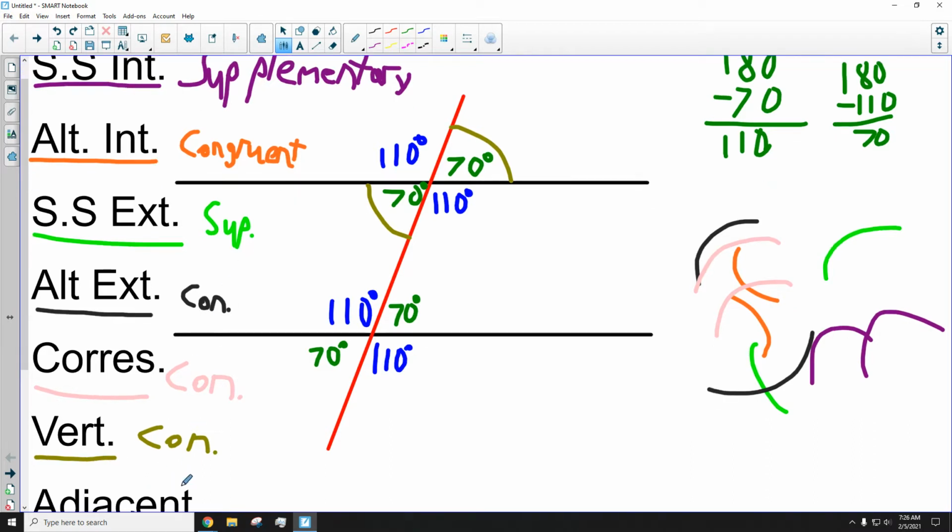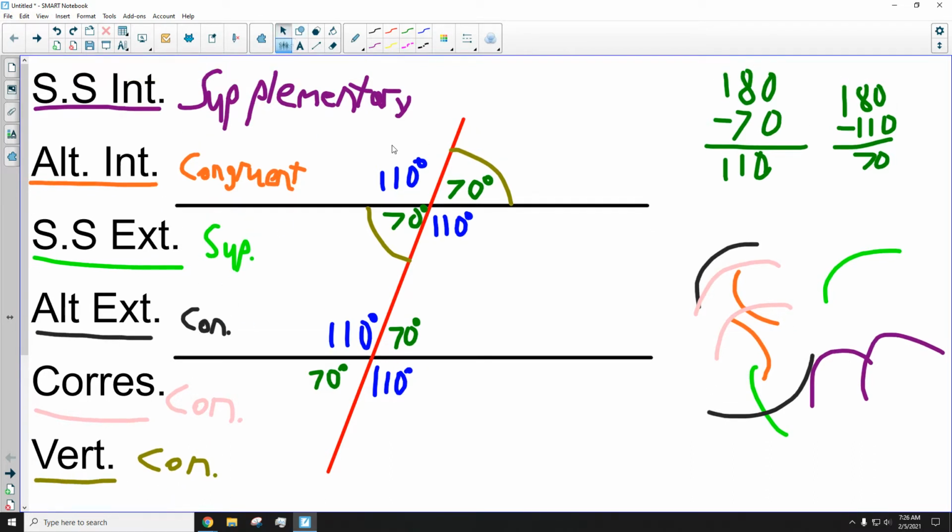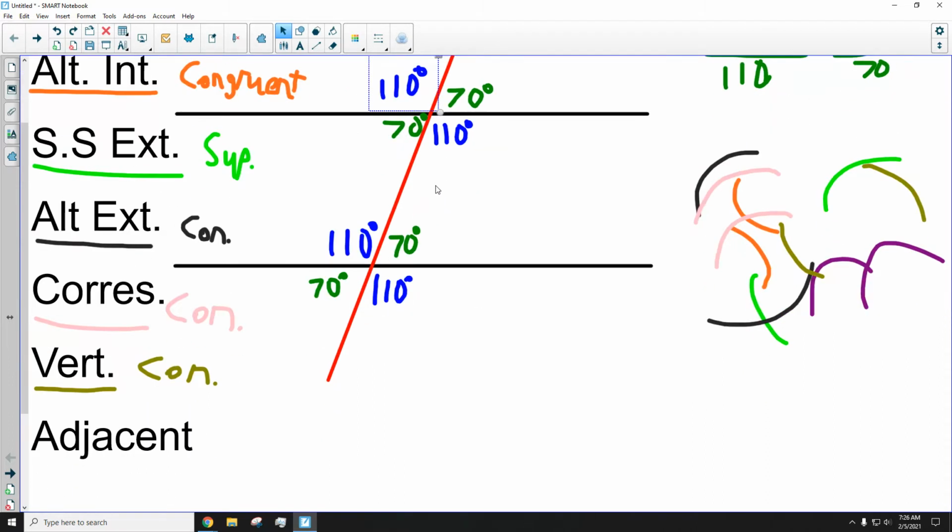Now, adjacent angles, we already said were supplementary because they're the ones that are side by side. So if I look at this 70 and this 110, they're side by side, and they're not congruent. So that makes them supplementary.